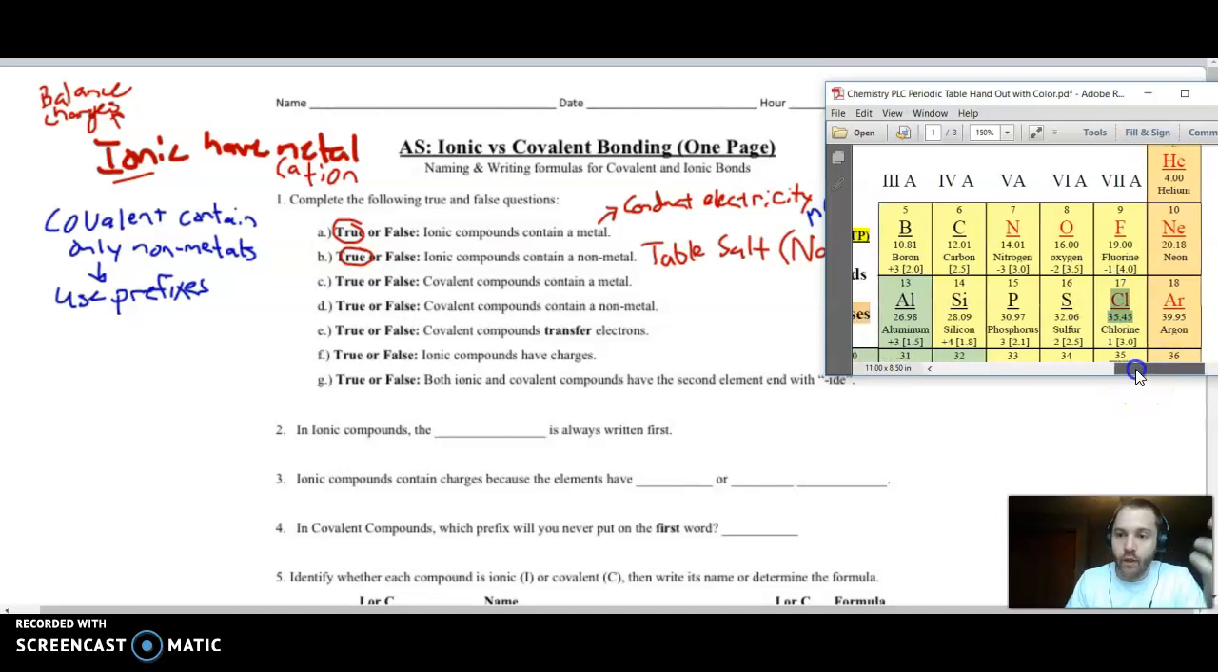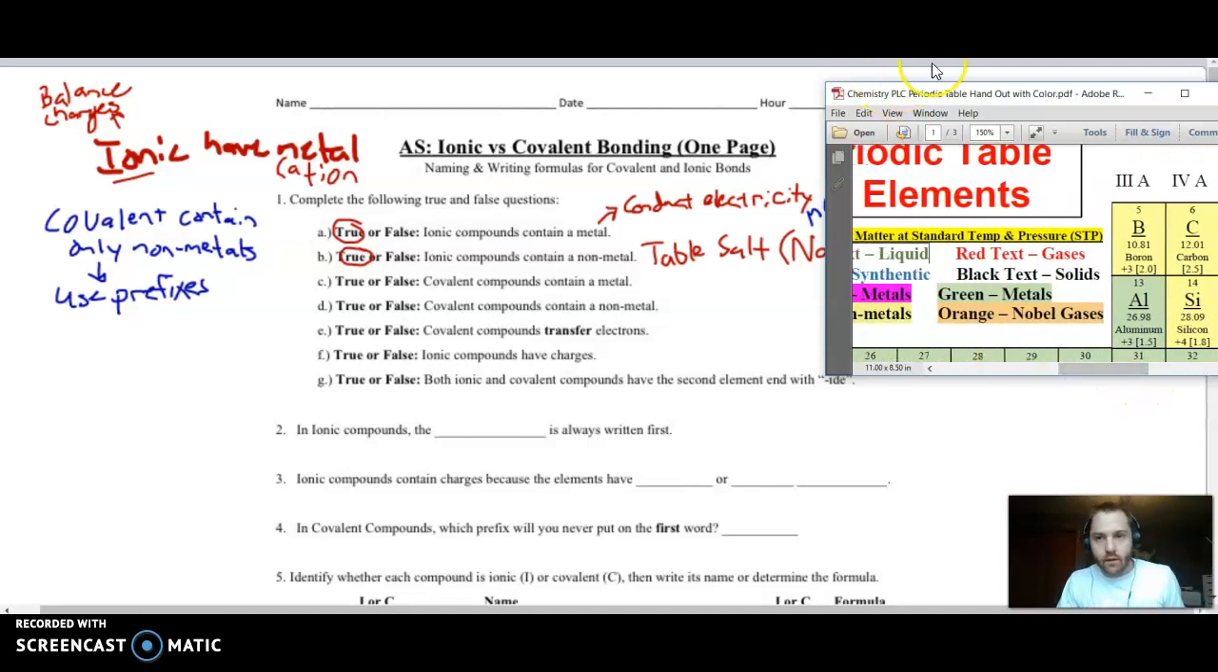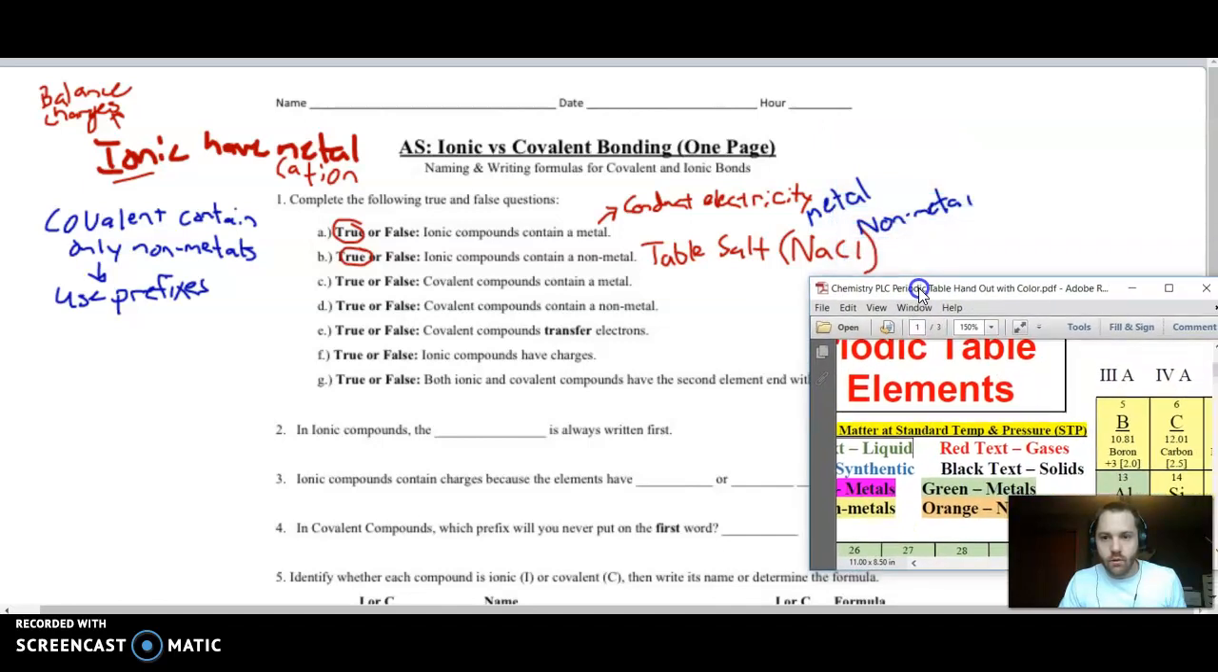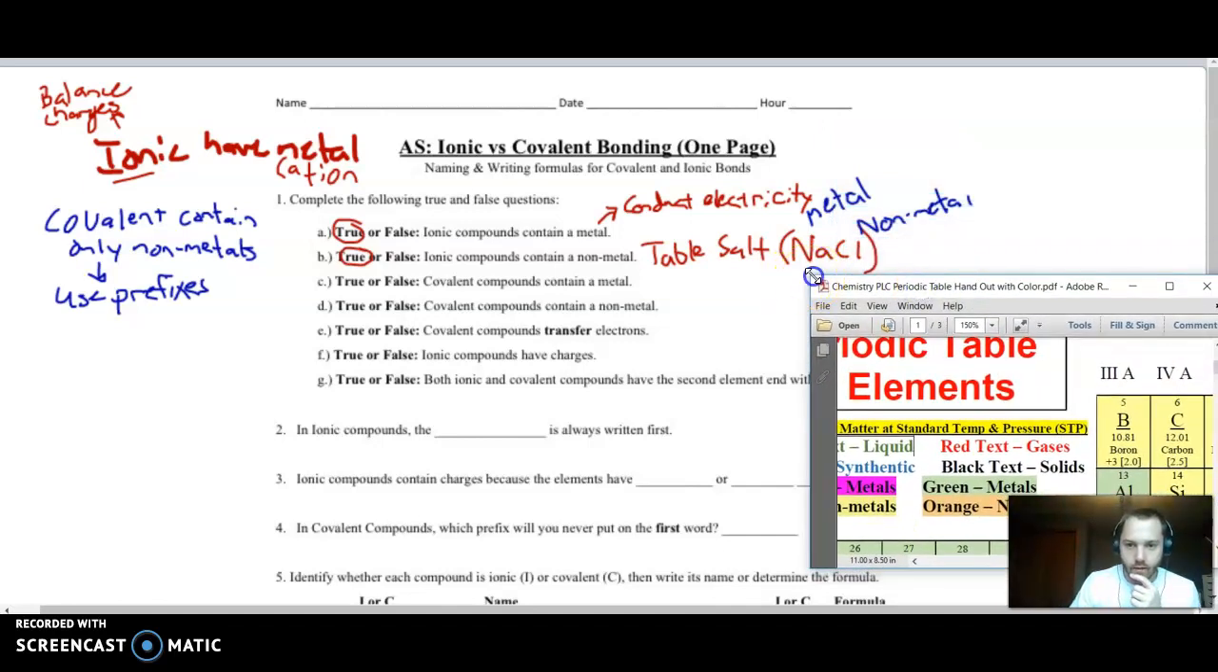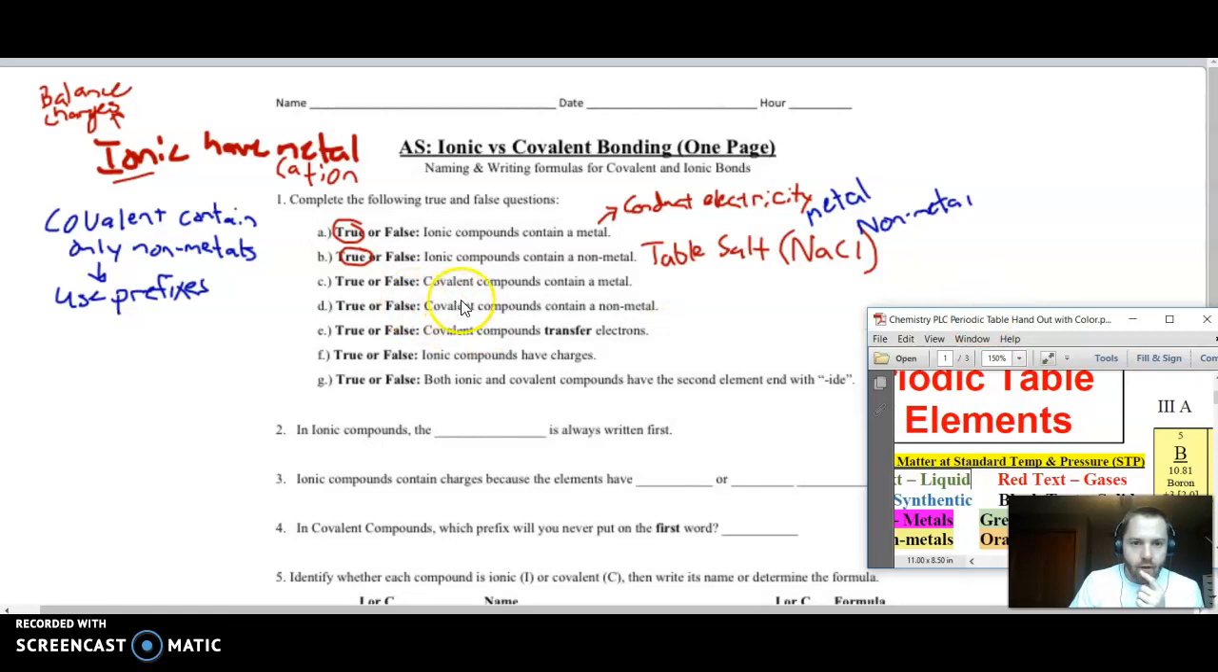Covalent contains only nonmetals. So if we go on to question number 3 here, covalent compounds contain a metal? No, that is definitely going to be false. If it contained a metal, it would have been ionic. Covalent compounds contain a nonmetal. That's true. They contain only nonmetals.